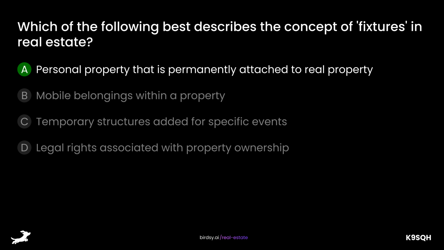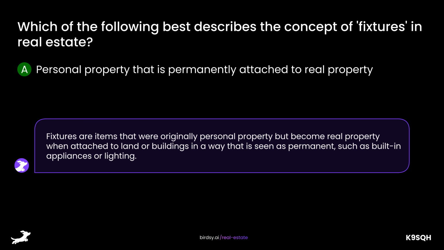The answer is A, personal property that is permanently attached to real property. Fixtures are items that were originally personal property but become real property when attached to land or buildings in a way that is seen as permanent, such as built-in appliances or lighting.